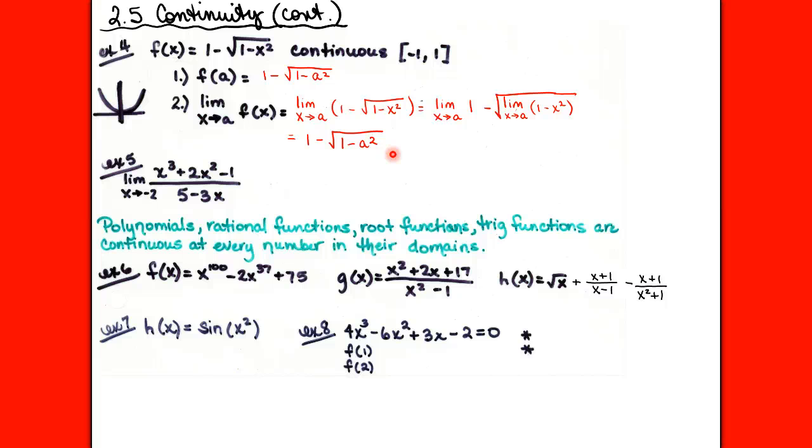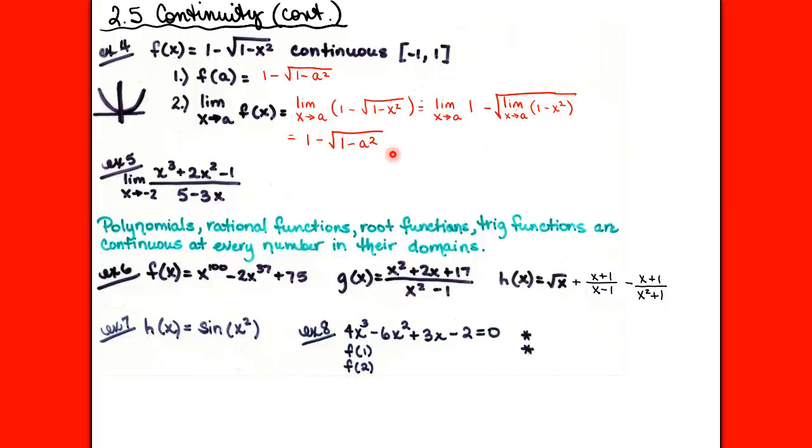And then a little further down on 107, they tell us that any polynomial is continuous everywhere. That is, it's continuous for all real numbers, negative infinity to positive infinity. And any rational function is continuous wherever it's defined. So it's going to be continuous over its domain.